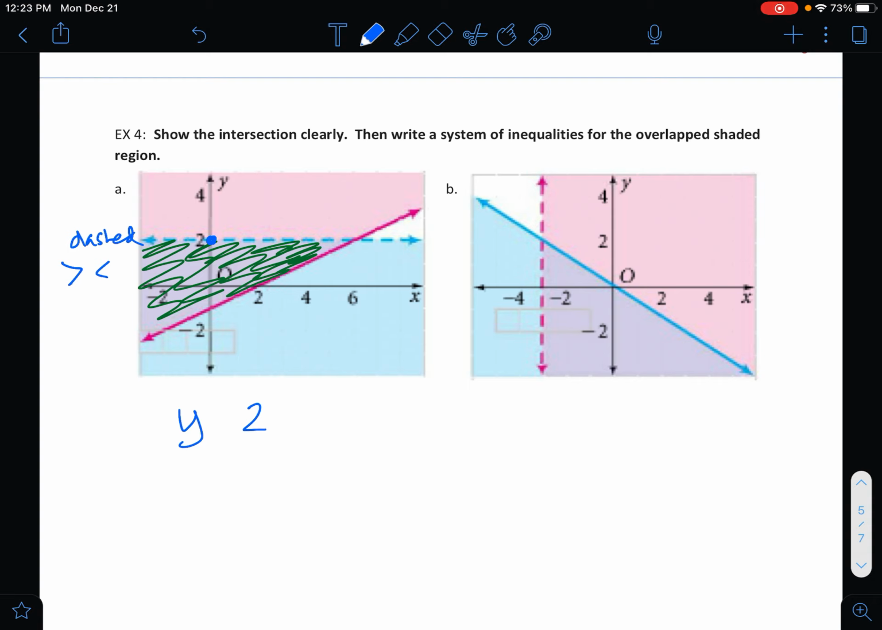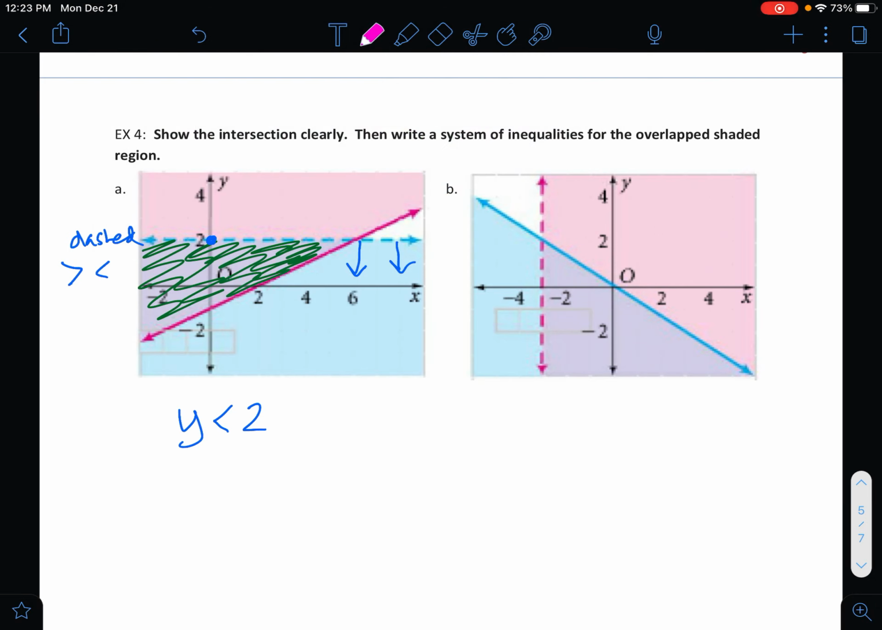Now look for the pink shading. Not the pink, look for the blue shading. Okay, so see how the blue shading is under the line? So all of the y's that were less than 2 were shaded. Okay, so y is less than 2 is the blue line. I'm going to switch to pink.